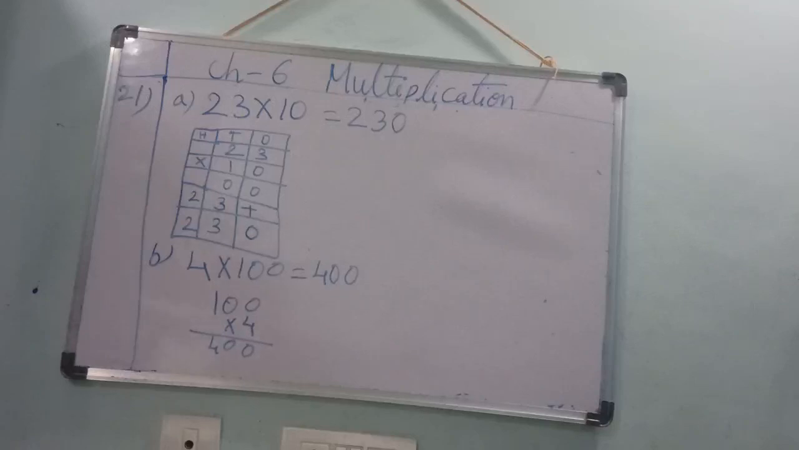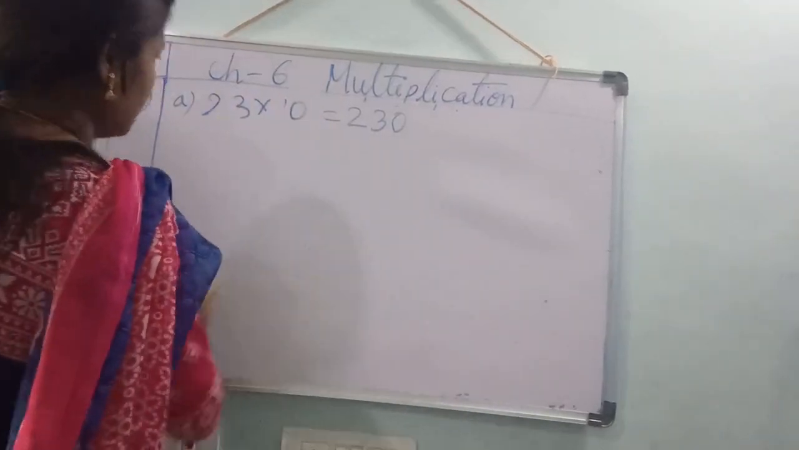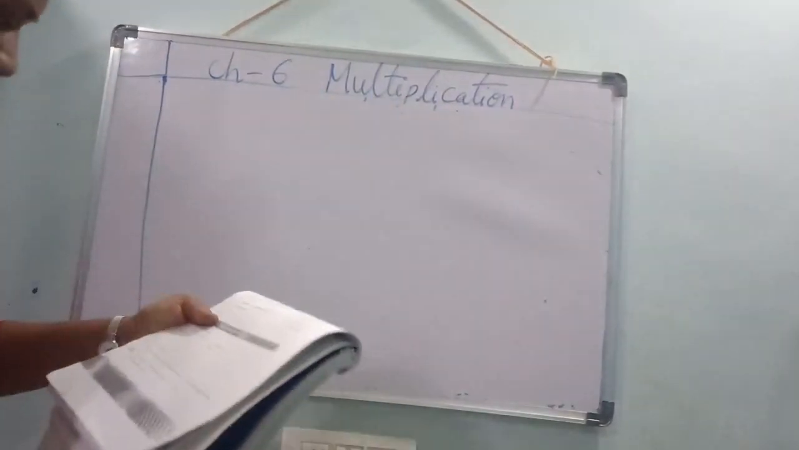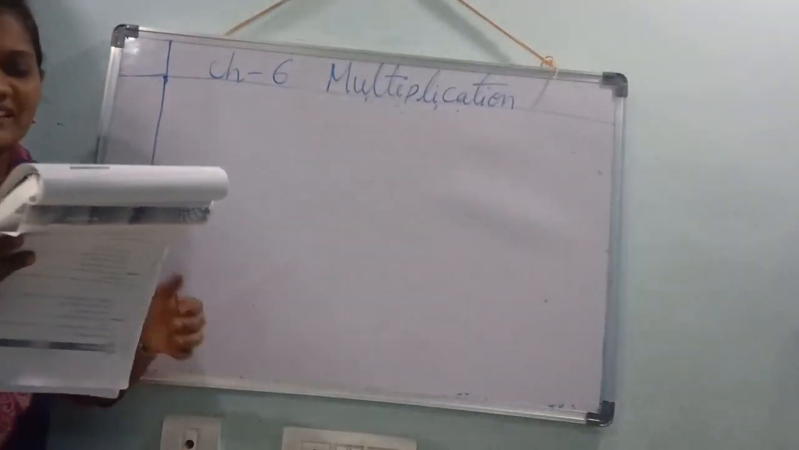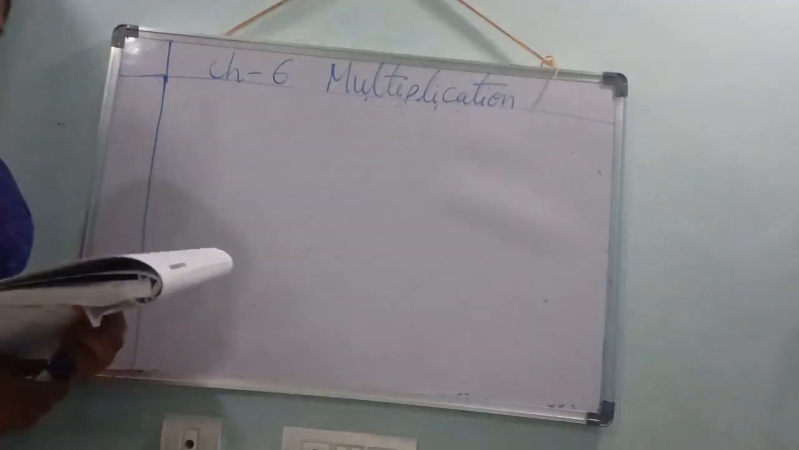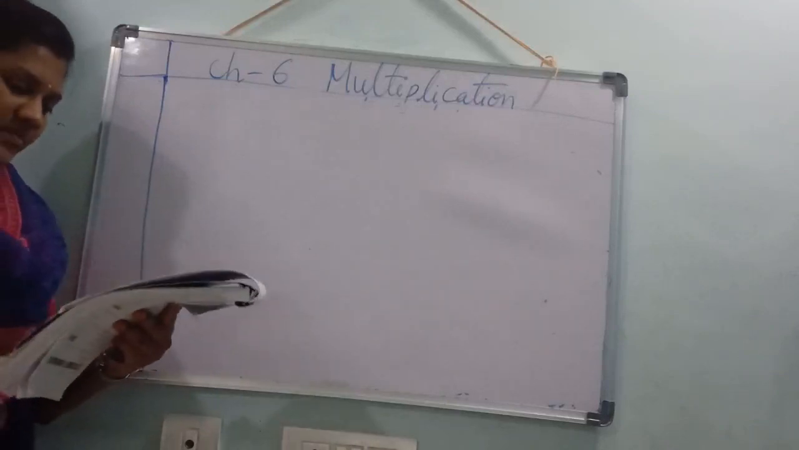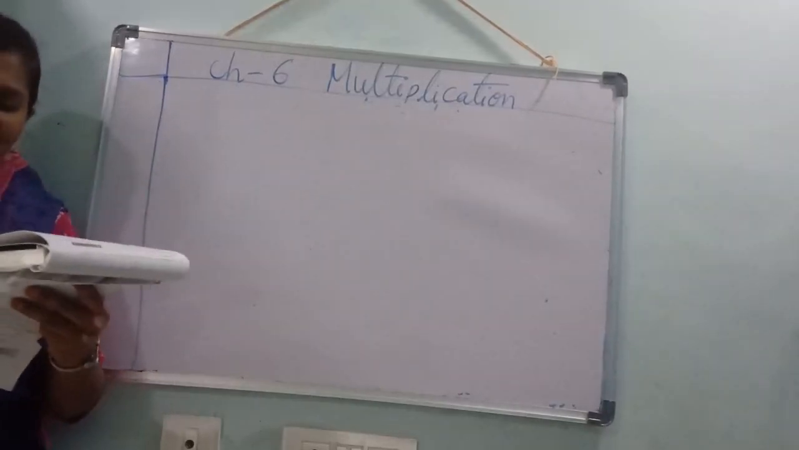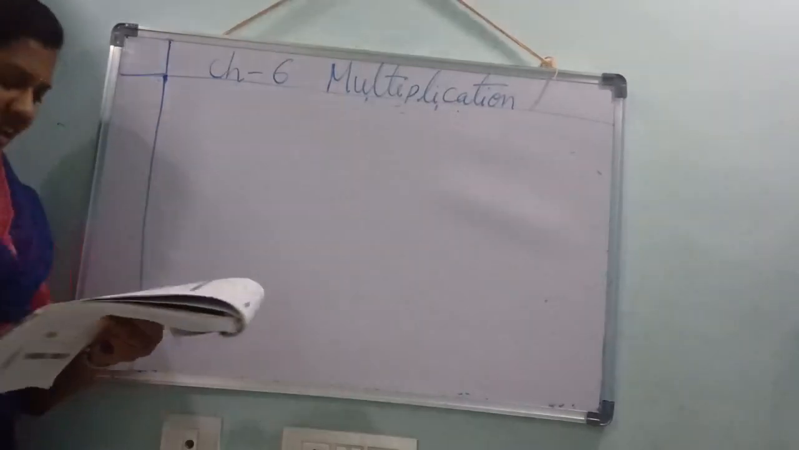Now, next question. What is that long answer question? 22nd one. Which two numbers are such that their difference is 2 and their product is 2 less than 50?